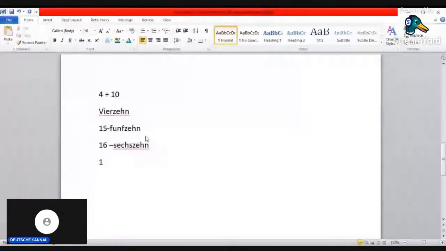17. What do you think 17 is? So what happens in 17? 7 is 7, okay? Then 10 is 10. But in 17, there is an exception, okay? The en in 7 is cancelled, so it only becomes 17. Only 17.